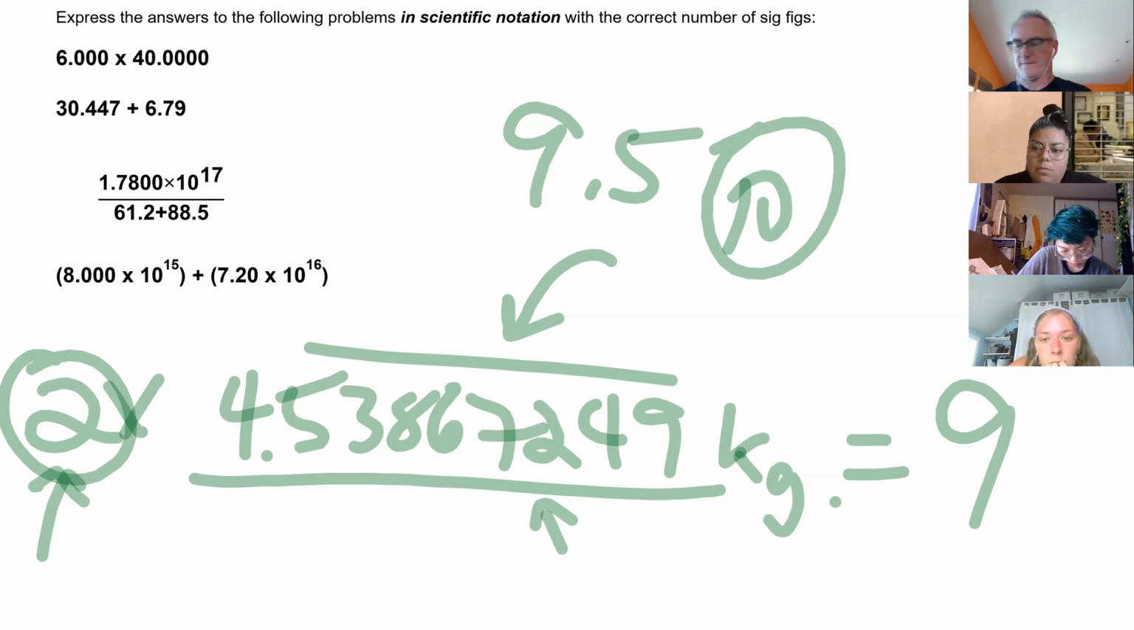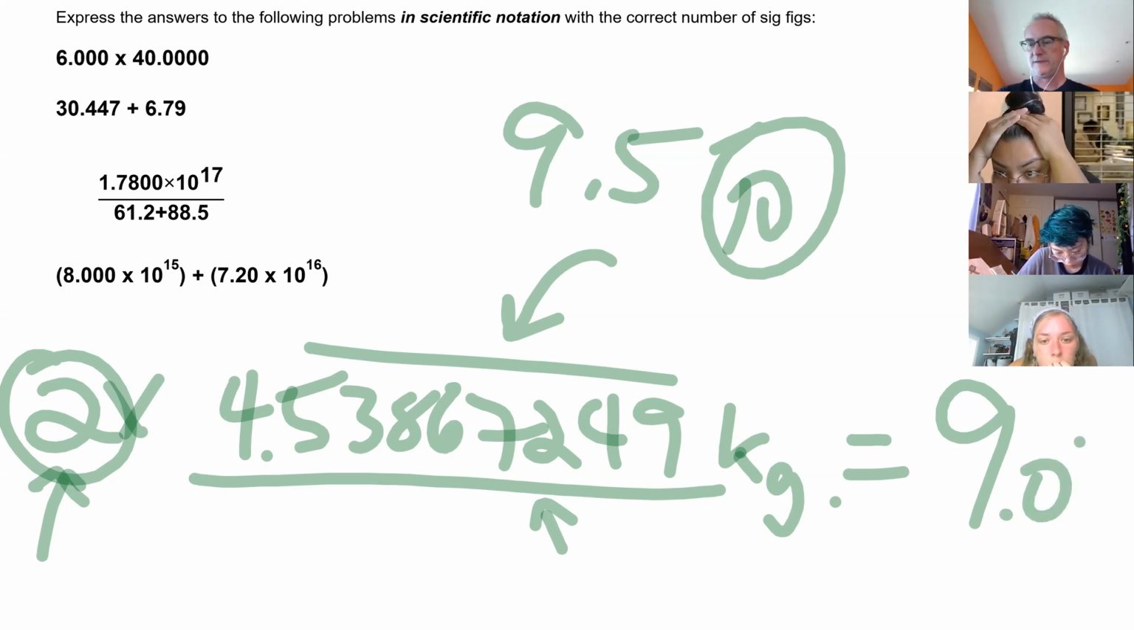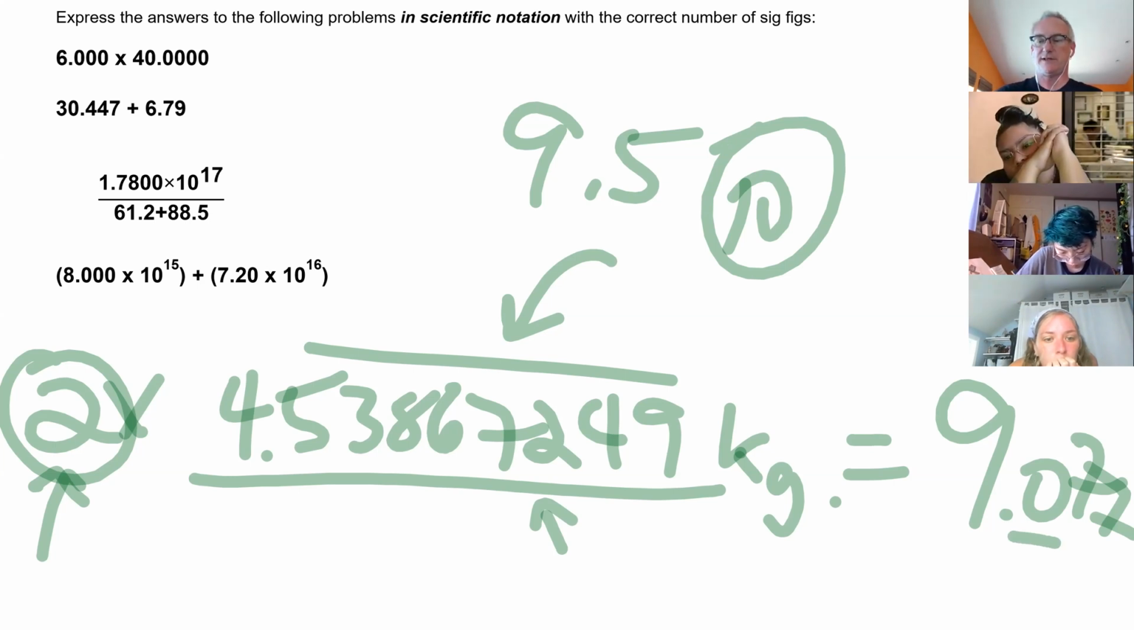That's 9.076, etc. times 2. So the answer is 9.077. And since this is 9.0, my answer is 9.